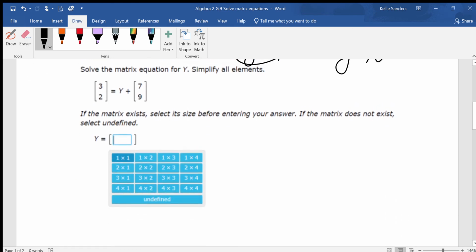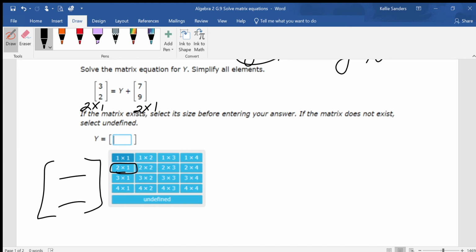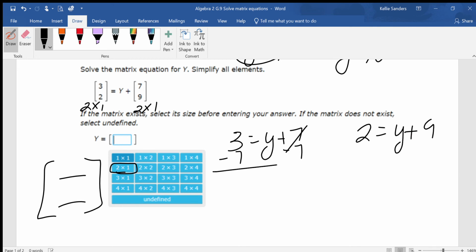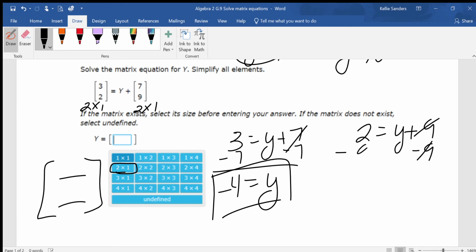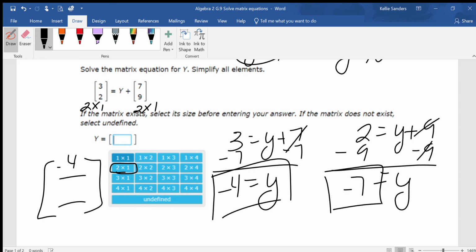Okay. So, this is a 2 by 1, which means we needed to use a 2 by 1 answer. 3 equals y plus 7. 2 equals y plus 9. Subtract the 7. Y equals negative 4. Subtract the 9. Y equals negative 7. So negative 4, negative 7.